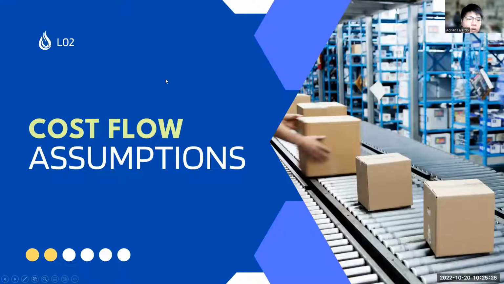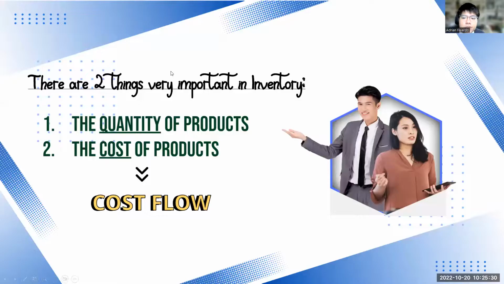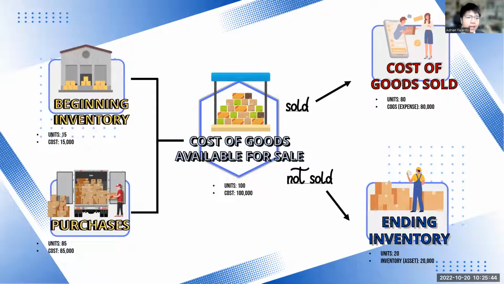And then we'll go to cost flow assumptions quickly lang, right? So in cost flow assumptions, basically, ang very important thing na lang that you have to note is that there are only 2 things that's very important in inventory. The quantity of the products and primarily the cost of the products. And therefore, as evidenced by our quizzes and our exercises, super important that you understand the cost flow, right?